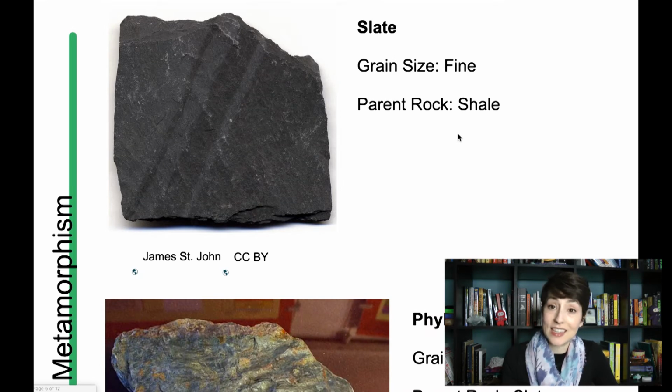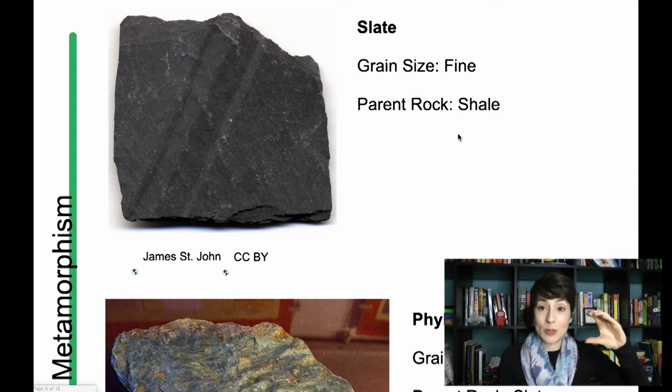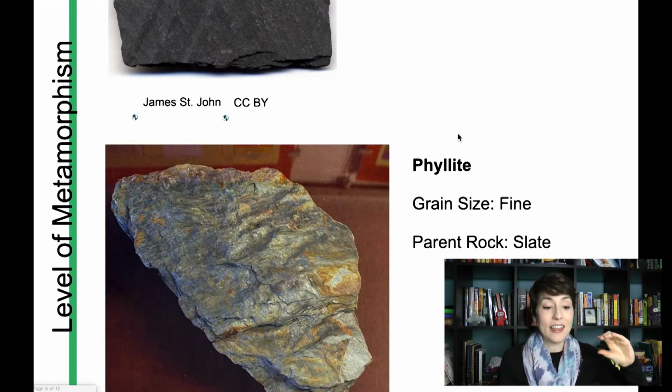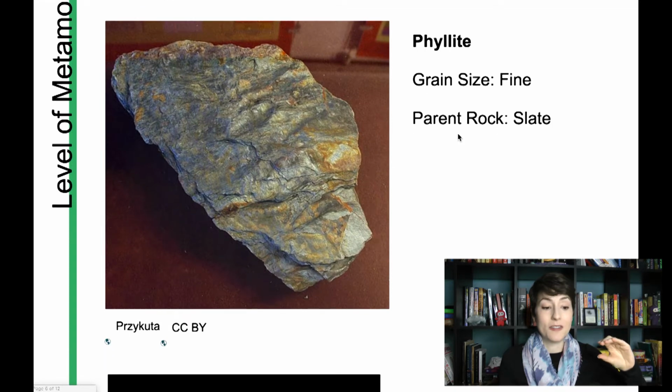Now, if we take slate and have it experience intense pressure and temperature, it's going to turn into another type of metamorphic rock. This metamorphic rock is called phyllite. So a little bit more metamorphism, and we've got phyllite. Phyllite also is made up of a fine grain size. The parent rock is slate.